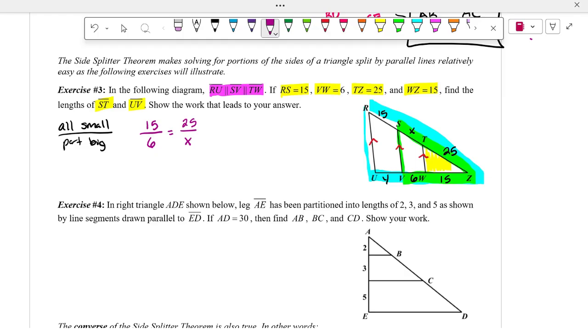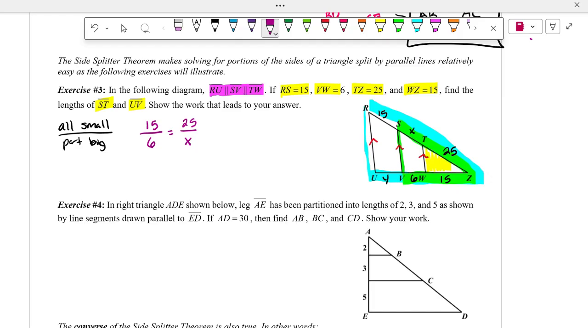You guys see it now? If you look at one side, ignore this for a second. You're doing all of the small. Then whatever you have left of your bigger triangle, that's what goes in your denominator. You do the same thing on the other side: all of your small, and whatever's left of your bigger triangle goes in the denominator. Does that make sense now?